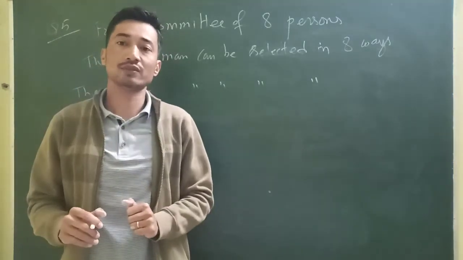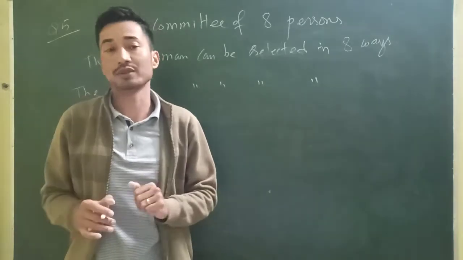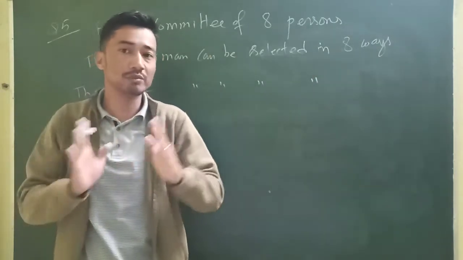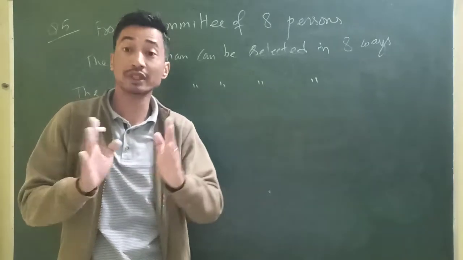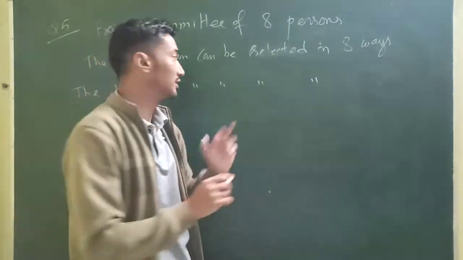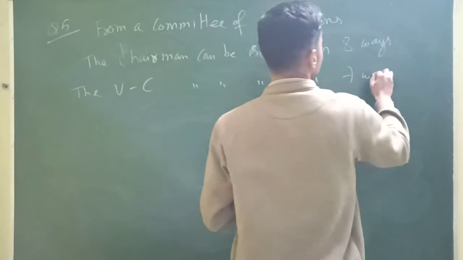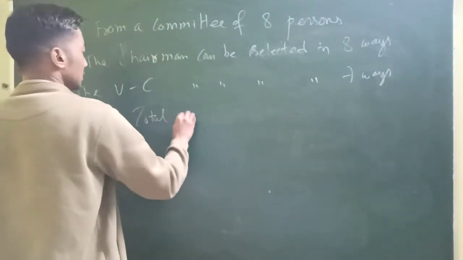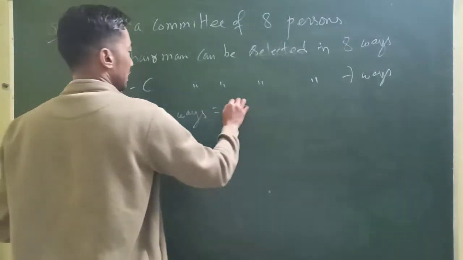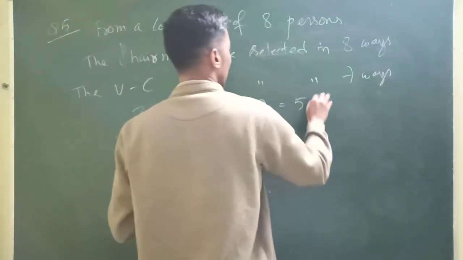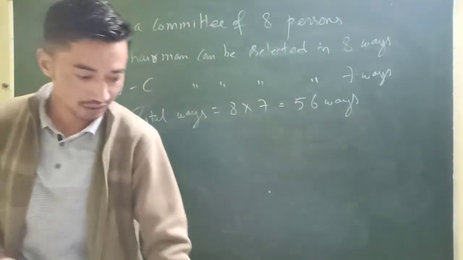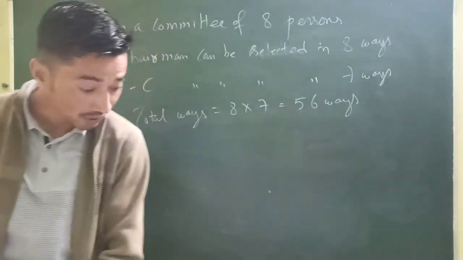Now let us go for the vice chairman. So he cannot hold 2 positions. So that means we have only 7 people left, one of whom can be the vice chairman. So that means we can have 7 options. So total ways, that's 8 into 7. So that's going to be how much? 56 ways. Got it?